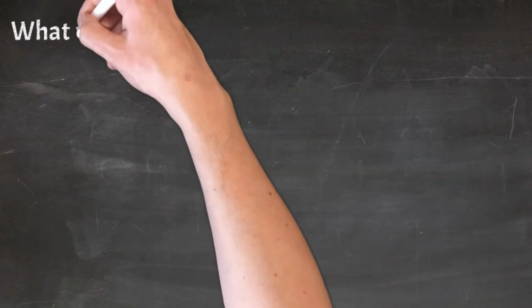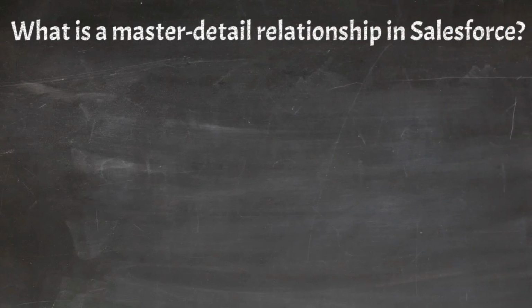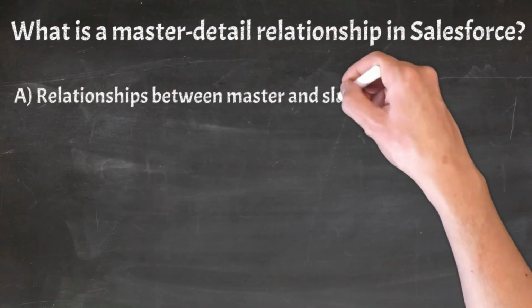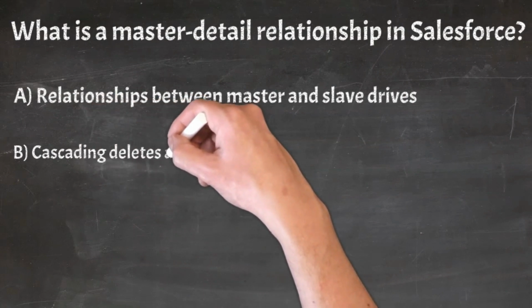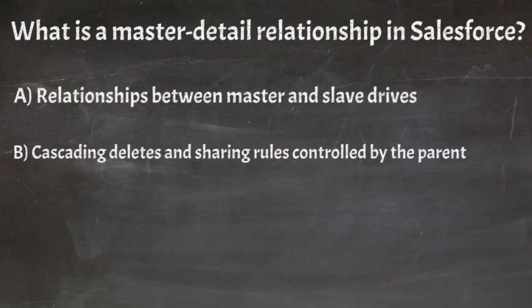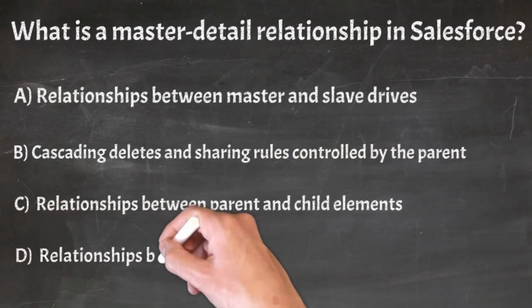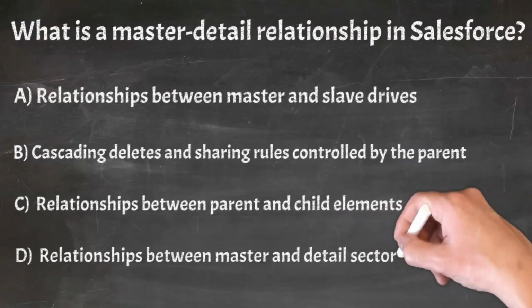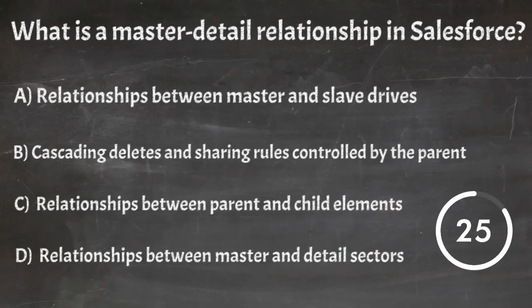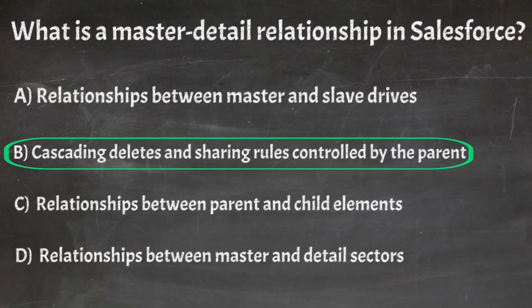Question 8. What is a master detail relationship in Salesforce? A. Relationships between master and slave drives. B. Cascading deletes and sharing rules controlled by the parent. C. Relationships between parent and child elements. D. Relationships between master and detail sectors. Correct answer B. Cascading deletes and sharing rules controlled by the parent.